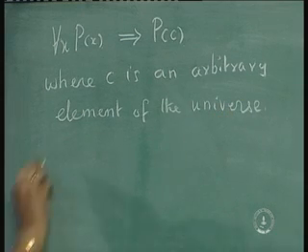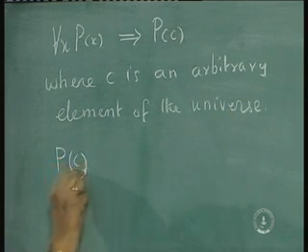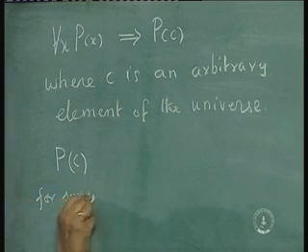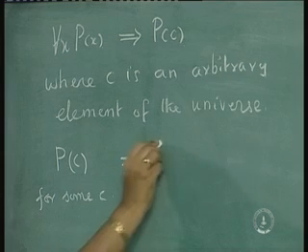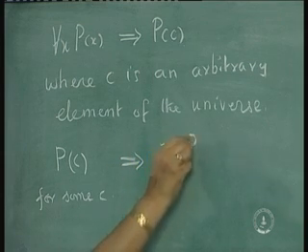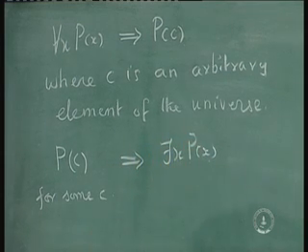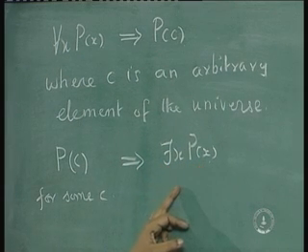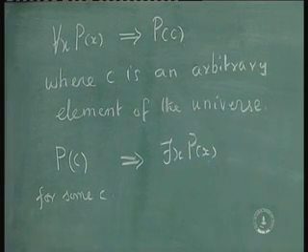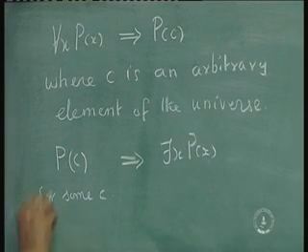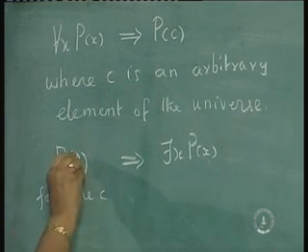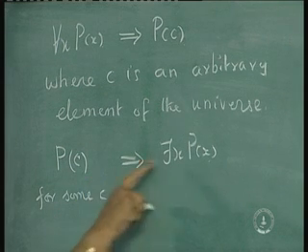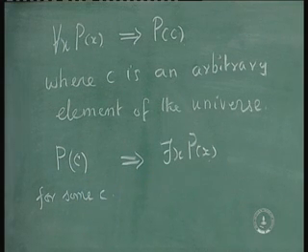If you have p of c for some one element, for some c, then this will imply there exists x p of x, because there exists x p of x means for some x, p of x is true. Here c is not an arbitrary element, it can be true for a particular element. If p of c is true for some c, then this will imply there exists x p of x.